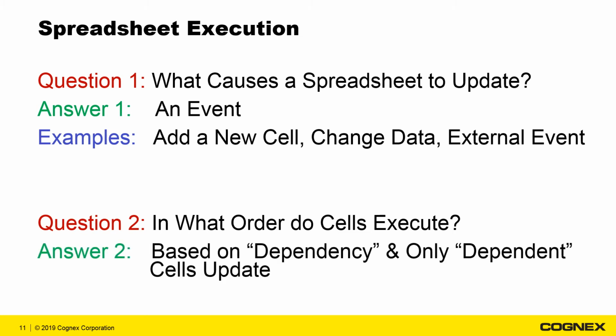As far as execution order, the order is completely independent from cell position. Unlike a traditional computer program, where execution order is sequential from top to bottom of a program, spreadsheet cells only update when they have to, and the order is completely controlled by the execution engine, which manages something called the dependency tree.